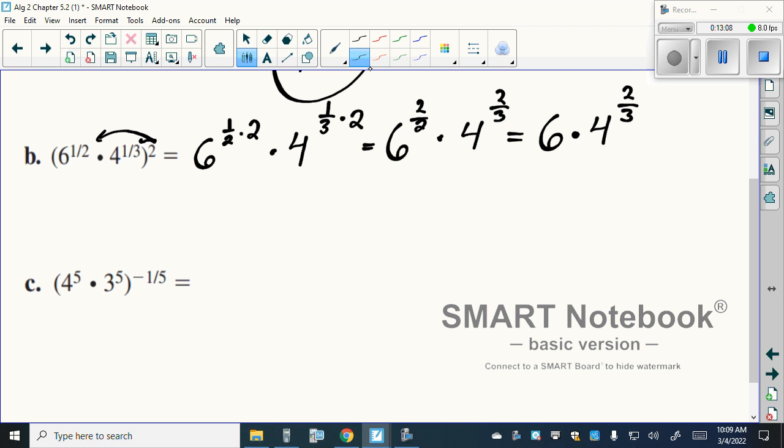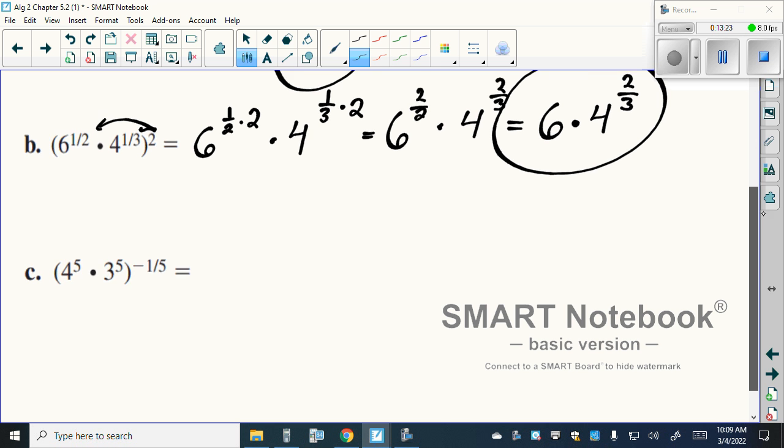But here, all that would do is change it from 2/3 to 4/3. It's not making it any simpler. That's about as far as it goes. Any questions on this here? All right.